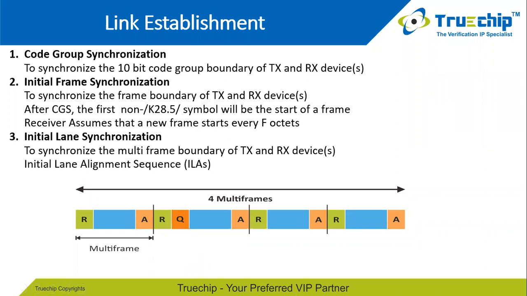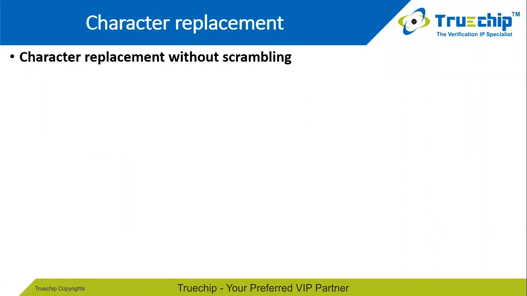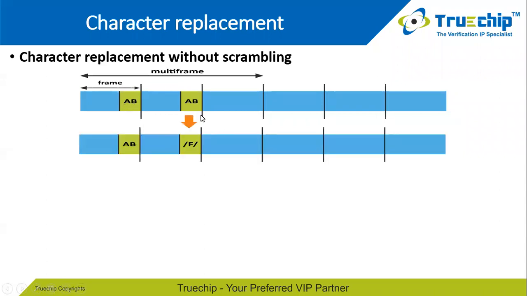So moving on to the next slide, we will now discuss the character replacement inside the transmitter device. Character replacement depends on whether the scrambling is enabled or disabled in the data link layer. At first, let us consider the case where scrambling is disabled. Here, if the last octet in the current frame, but not coinciding with the end of the multi-frame, equals the last octet in the previous frame as shown in the diagram, then the transmitter will replace and encode the current last octet as a control character F, which is also K28.7.